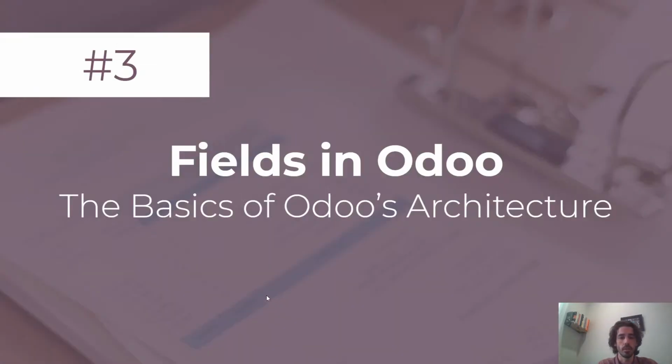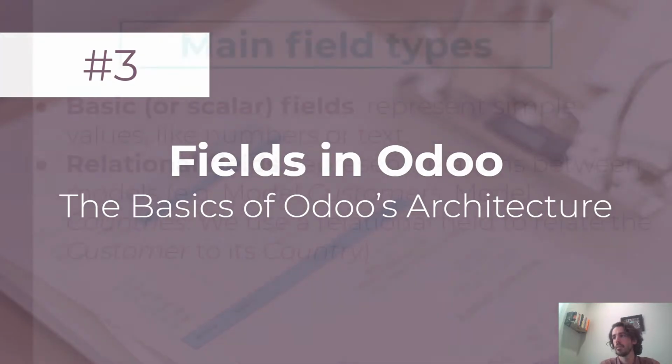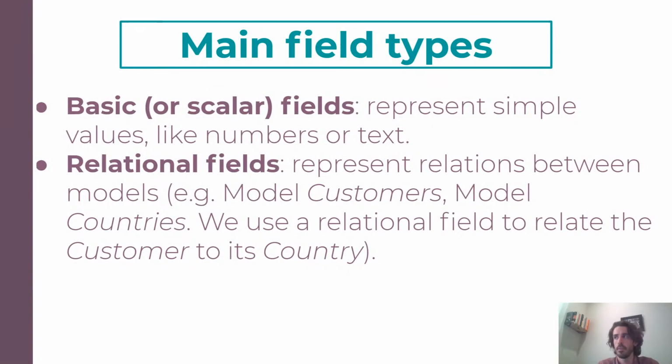Alrighty, now that we talked about models and views, just to recap a bit, models will have a bunch of fields, and then each model can have different views, different ways to display the data that we have within those models. Let's talk about those fields in Odoo. We have two main types of fields in Odoo. Basic fields or scalar fields, they represent simple values like numbers or text. And then we have relational fields that represent relations between models. Let's do an example for this so that it's more understandable.